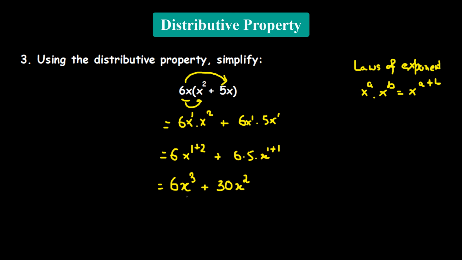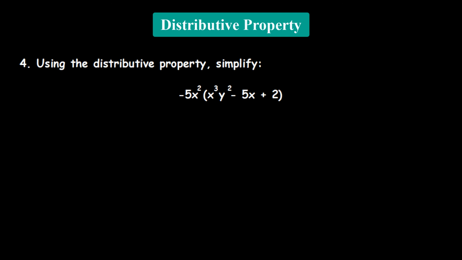Let us do another problem. So here in this question we have another algebraic expression. Now this particular expression has got several terms, so we can count that. So here we have the first term, this will be the second term, and this will be the third term, and each of the terms are multiplied by negative 5x squared. So we have to use the distributive property to simplify this given algebraic expression.